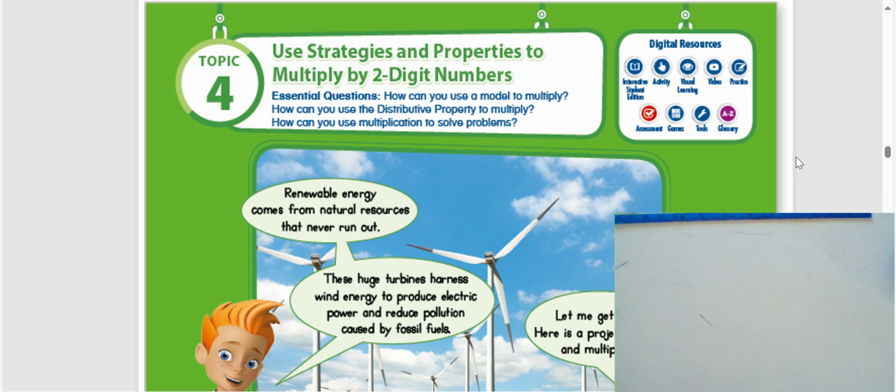Today we'll solve from volume number 1 book, topic number 4: use strategies and properties to multiply by two-digit numbers. We can find the product between two numbers by using different strategies. Today we'll use the first strategy, the distributive property, to multiply two numbers, where the first contains 3 digits and the second 2 digits.